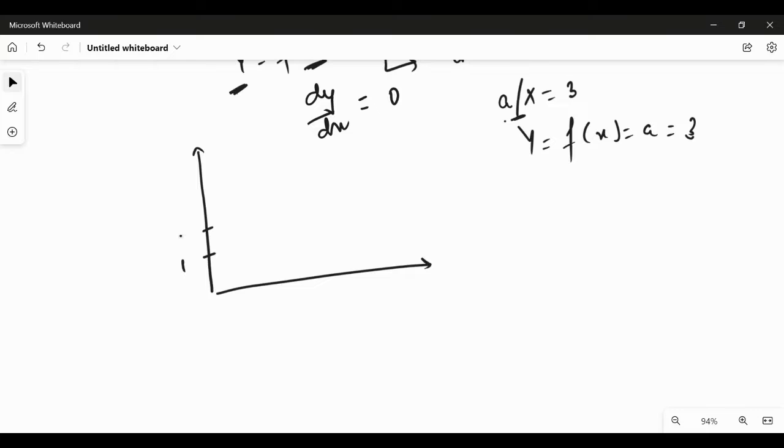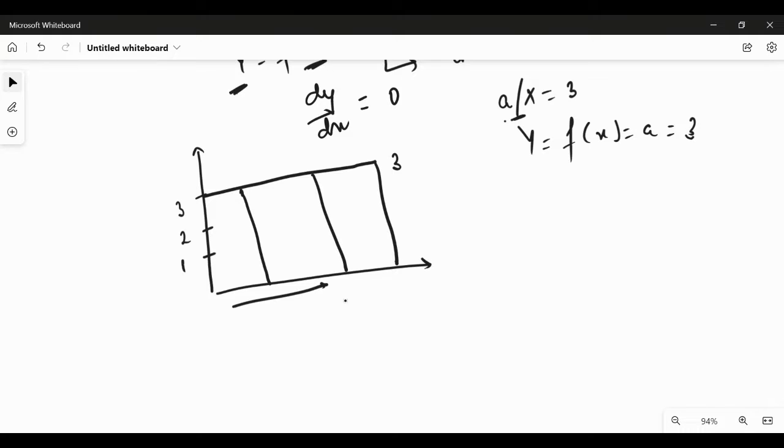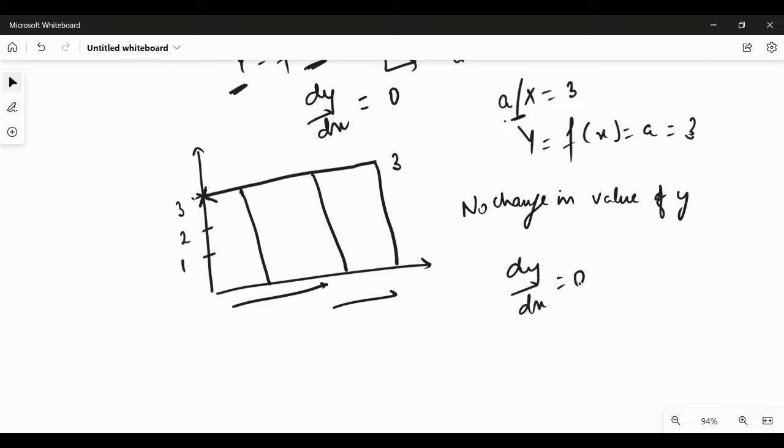So in that case, 1, 2, and 3. This is my value of x. This is 3, right? It will remain 3. So with the increase in the value of x, the value of y will remain the same, meaning no change in the value of y. So this clearly shows that the derivative here is equal to 0. Why 0? Because there is no change in the value of y with the change in the value of x. Clear?